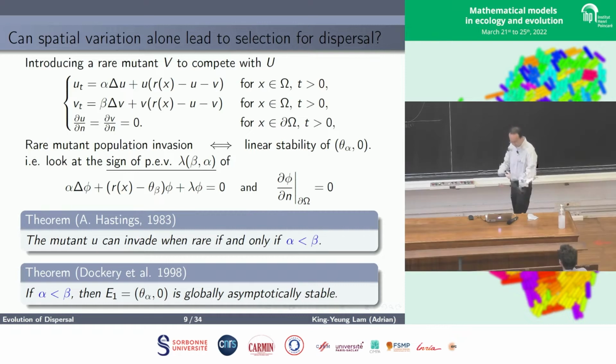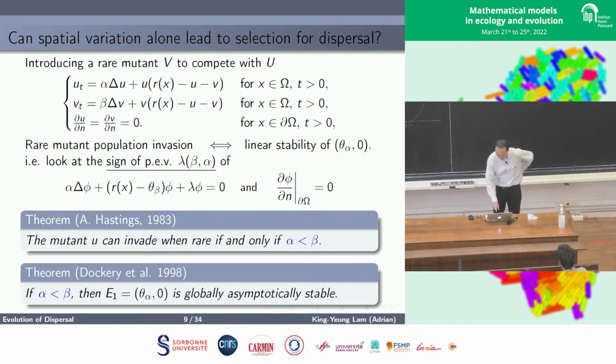Okay, so using the adaptive dynamics framework, one can ask if you have two types, fast and slow, which type can invade which type and not vice versa. So it is proved by Hastings that the mutants can invade when rare, if and only if it is a slower diffuser. Okay, so in terms of adaptive dynamics, slower diffusion is selected. Later on, Dockery et al. show that the equilibrium where the slowest species is present is globally asymptotically stable.